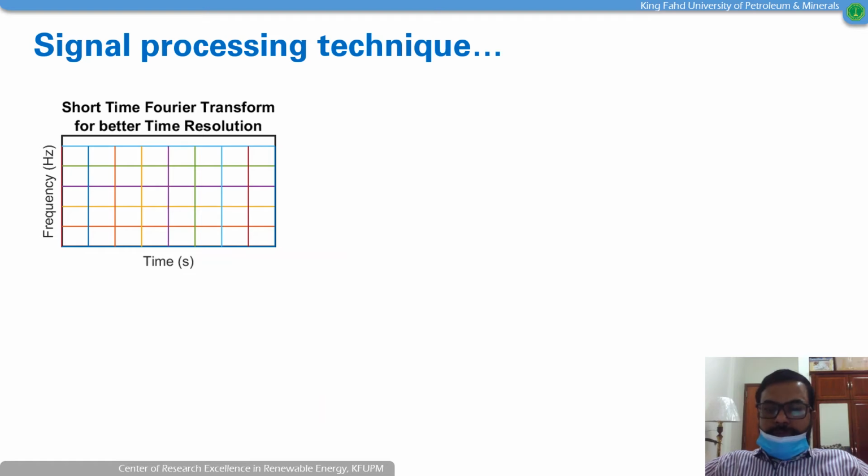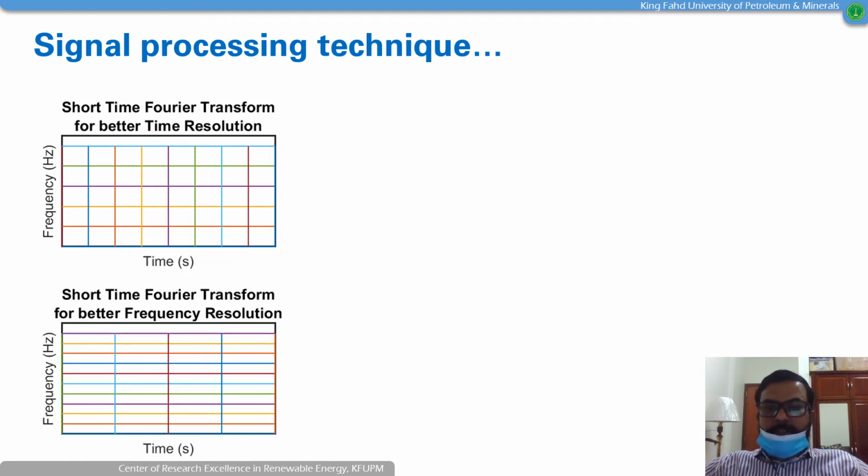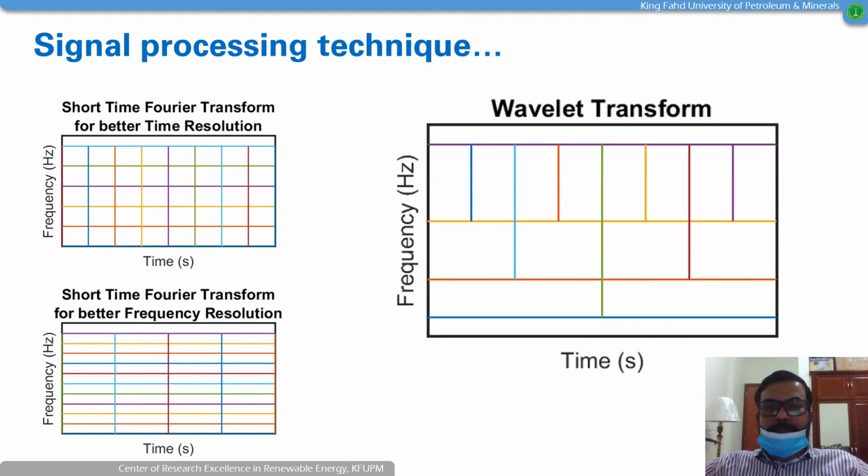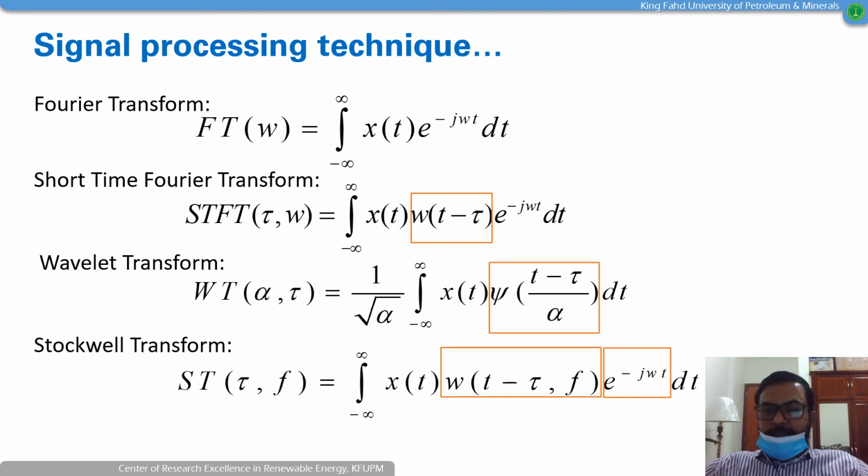The short-time Fourier transform uses a fixed sampling window, as can be seen from the figures. The top figure is for better time resolution and the bottom figure is for better frequency resolution. As they are using a fixed sampling window, we cannot have better time and frequency resolutions at the same time. On the other hand, the wavelet transform uses a varying sampling window, so it can provide both better time and frequency resolutions simultaneously. These are the mathematical modeling of the Fourier, short-time Fourier, wavelet, and Stockwell transforms.